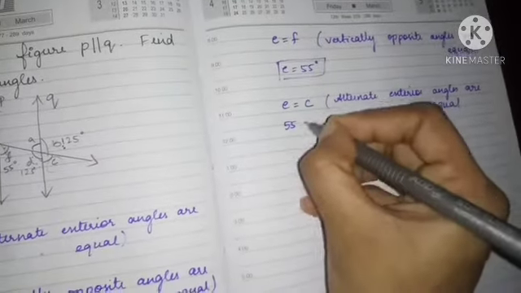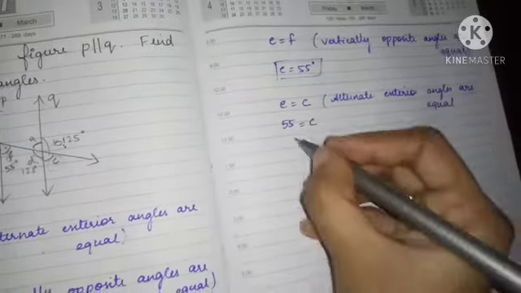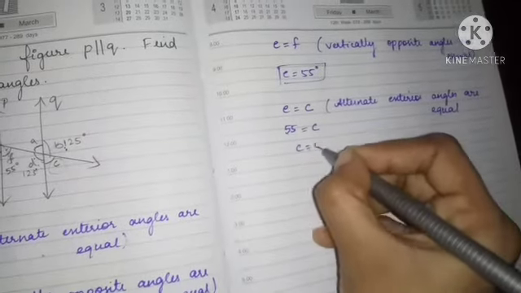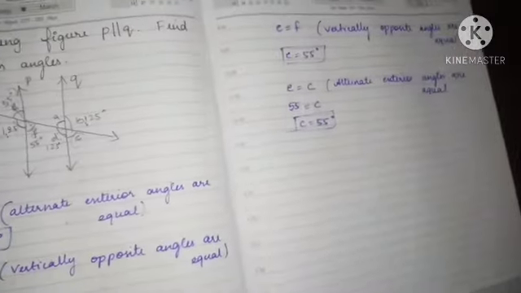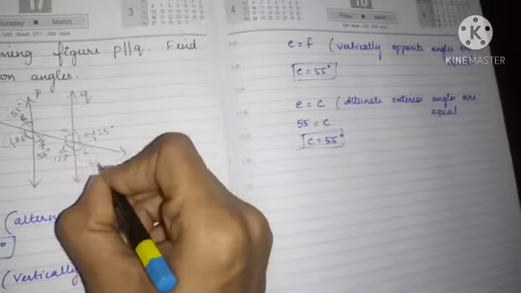Okay, what is then E value, children? 55 equal to C value. So C is equal to 55. I got C is equal to 55 degree. So now I got the value of C, which is 55 degree.